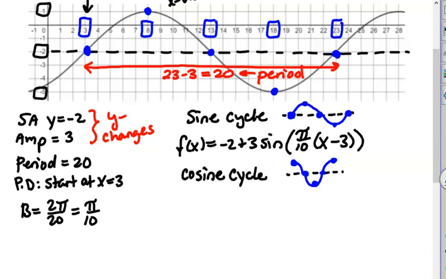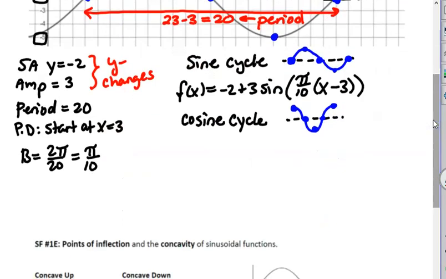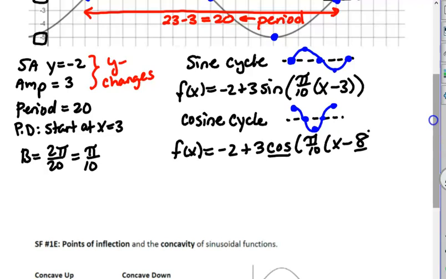So what changes here? If I look up here and I look for a cycle that starts high and ends high, I would be starting at 8 and I would be ending at 28, which means it still has a period of 20. From 8 to 28 is still 20. It still has the same amplitude, and it still has the same sinusoidal axis. The only difference is its starting point, and the fact that I write cosine in the equation instead of sine. So this is what the cosine equation would look like for the same curve. Negative 2 plus 3 cosine of pi over 10 times x minus 8 instead of 3.